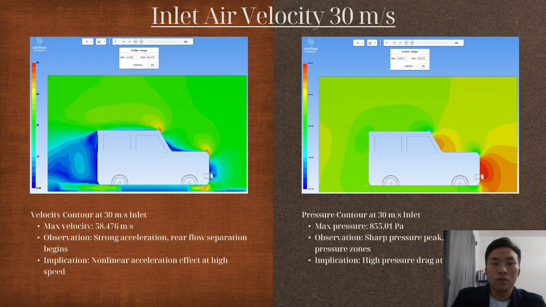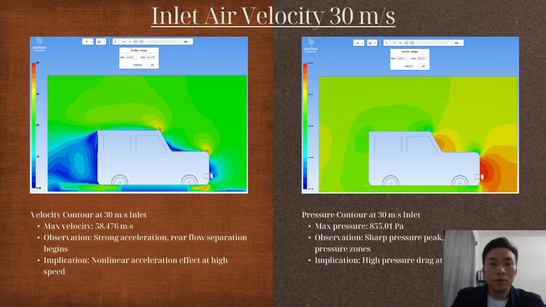Next, the velocity contour at 30 meters per second demonstrates significant flow acceleration, where the maximum velocity reaches 58.476 meters per second. The roof experiences intense acceleration, and initial signs of separation appear at the rear, visible as an enlarged wake region, highlighting the non-linear relationship between inlet velocity and local flow behavior.